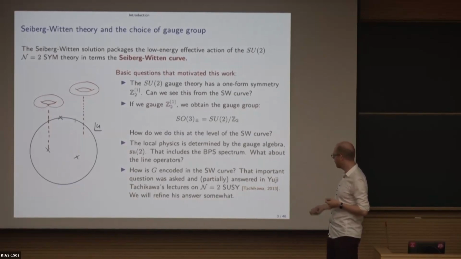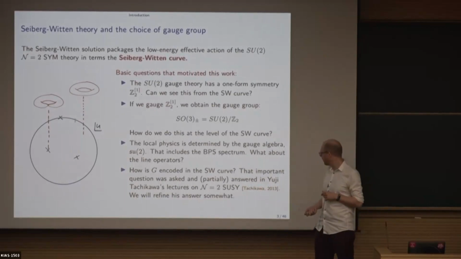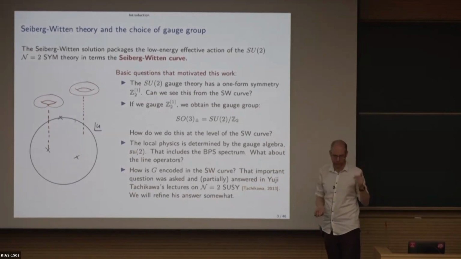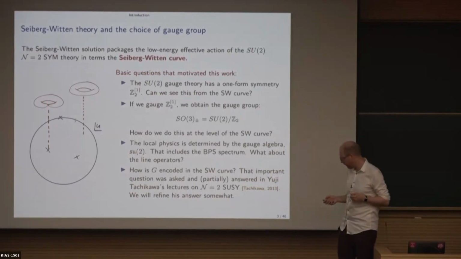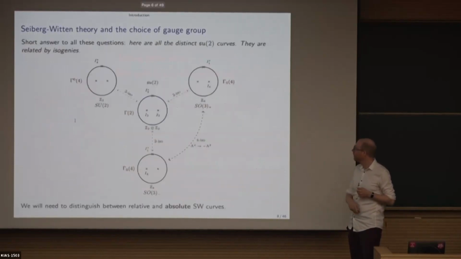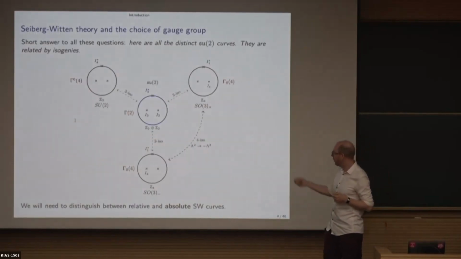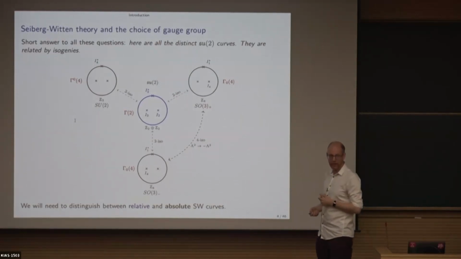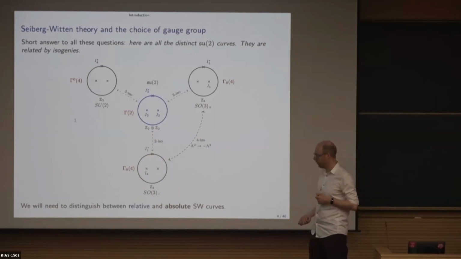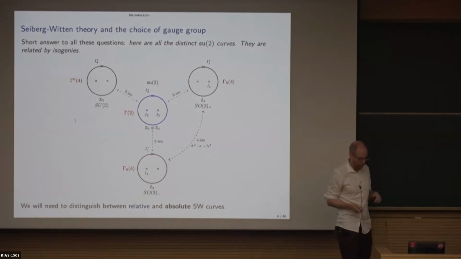In fact, this question about the SU2 versus SO3 curve was asked and essentially answered by Yuji Tachikawa in his lectures 10 years ago on N equals 2 dynamics. So we essentially refine this answer somewhat. So the short answer to all these questions is this diagram, but I think I will spend the next 40 minutes explaining this diagram. So we'll come back to this diagram in a little bit. But the short answer is that yes, there are essentially distinct curves for every absolute theory and one for the so-called relative theory in the middle.